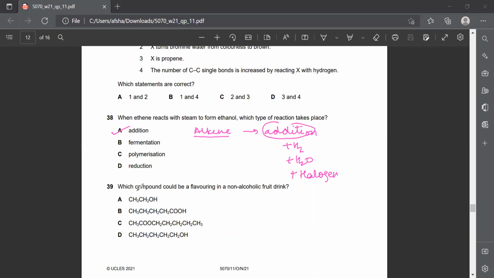Coming to the next part, we have 39. Which compound could be flavoring a non-alcoholic fruit drink? So for flavoring, we need to understand ester has got a fruity smell, and ester is used for flavoring the foodstuff. So what is an ester? The ester is a homologous series where you have COO in between the two alkyl groups. This is one alkyl group and this is another alkyl group. So between the two alkyl groups, you have C double bond O. So let's look for a compound which has a C double bond O in between. This has hydroxyl group. This has hydroxyl group. This has carboxylic group. Yes, C option has got ester in it. So answer to 39 is going to be C.